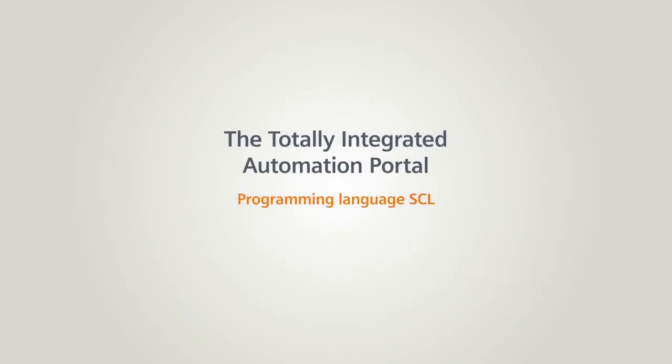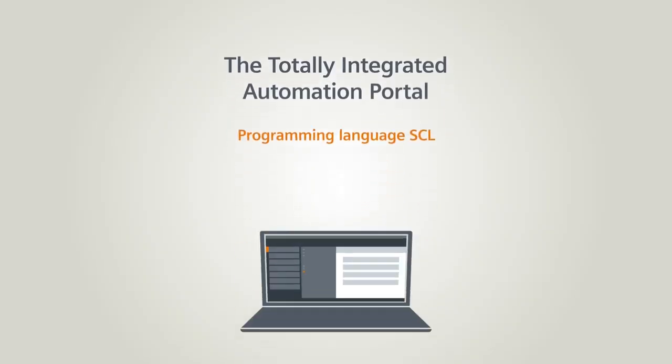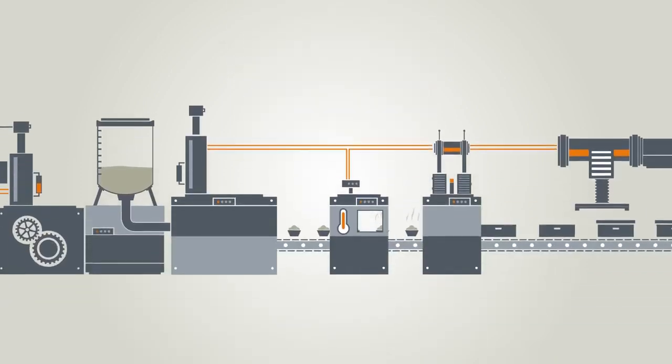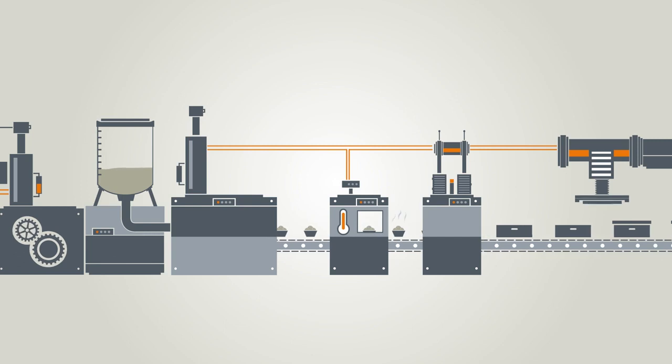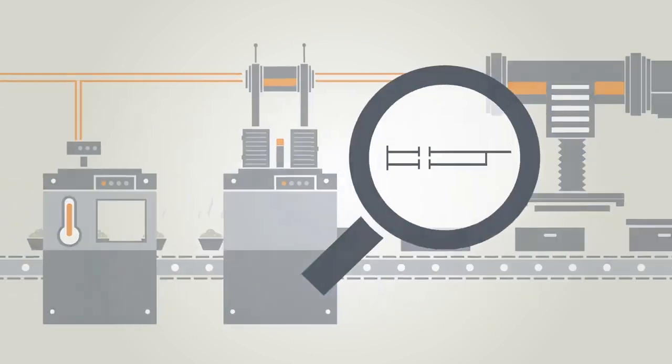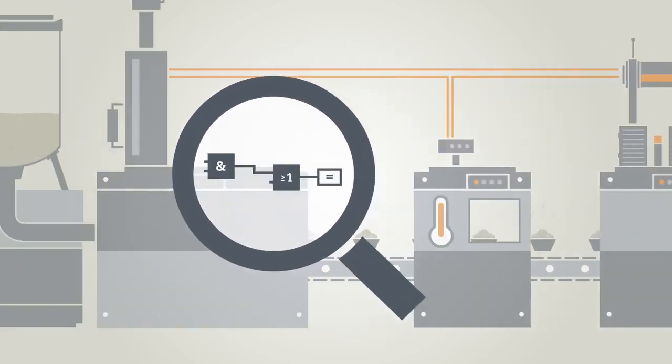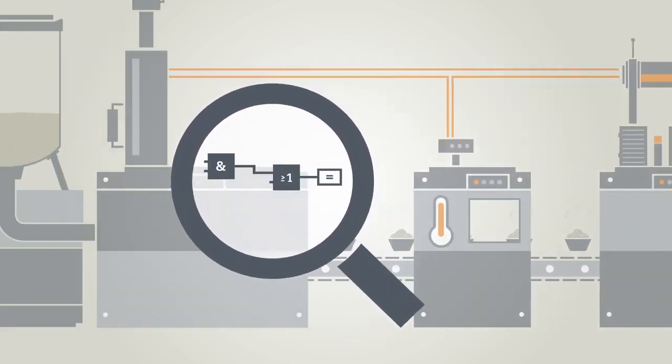In this chapter, you will learn how you can quickly and easily program your tasks with the programming language SCL. To do so, you have the graphical programming languages LAD and FBD at your disposal. In principle, you can use them to solve all automation tasks.